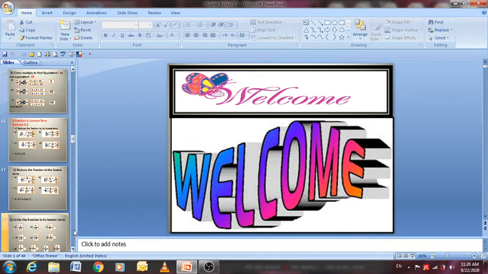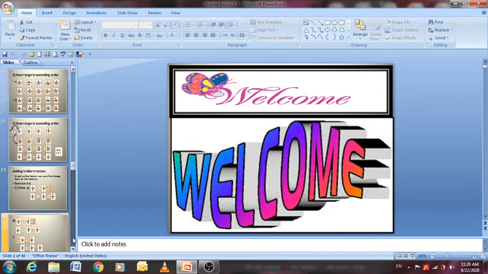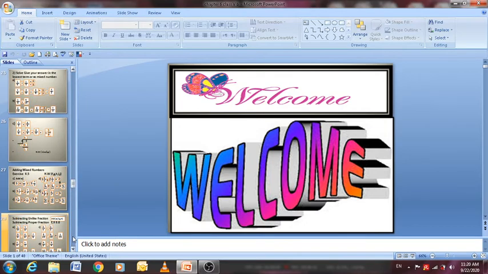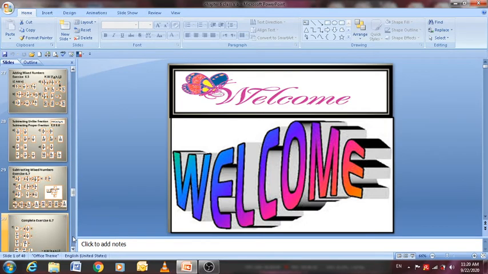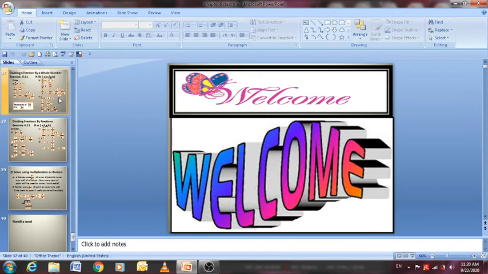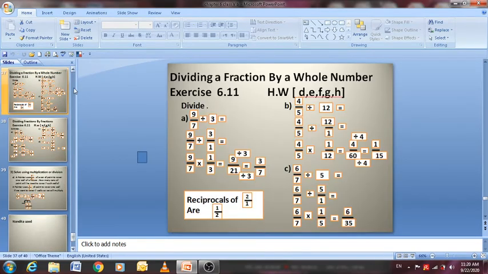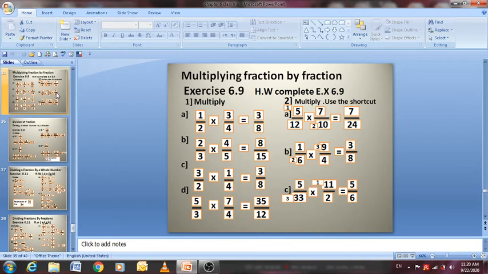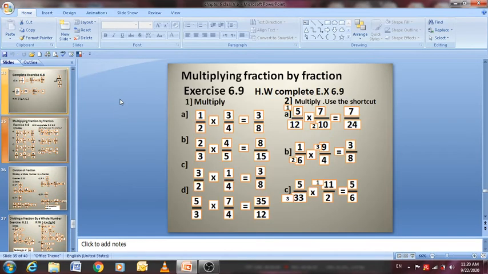As you know, we take online class, but some of you cannot receive it. So this is specially for you. So we will take multiplying fraction by fraction. Okay, how we can multiply fraction by fraction?